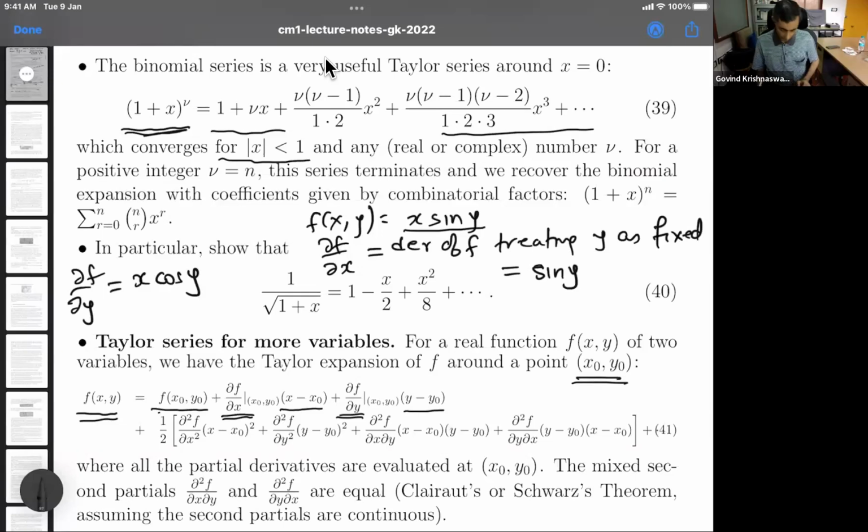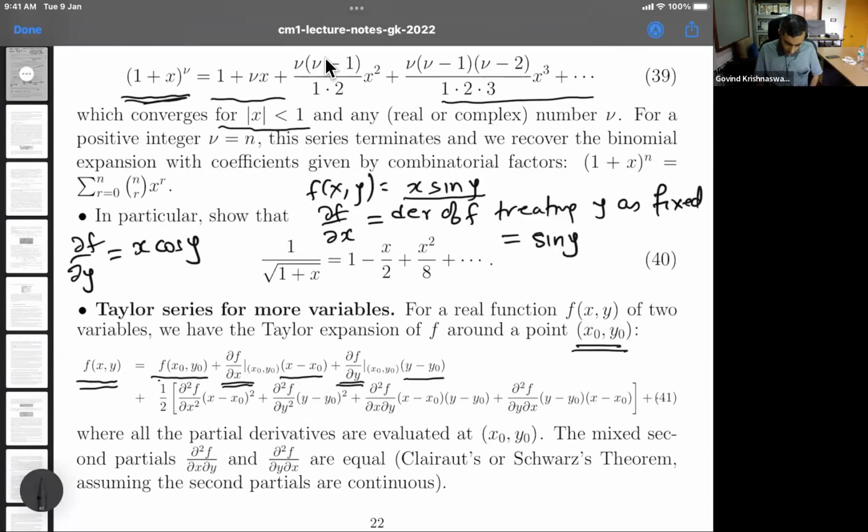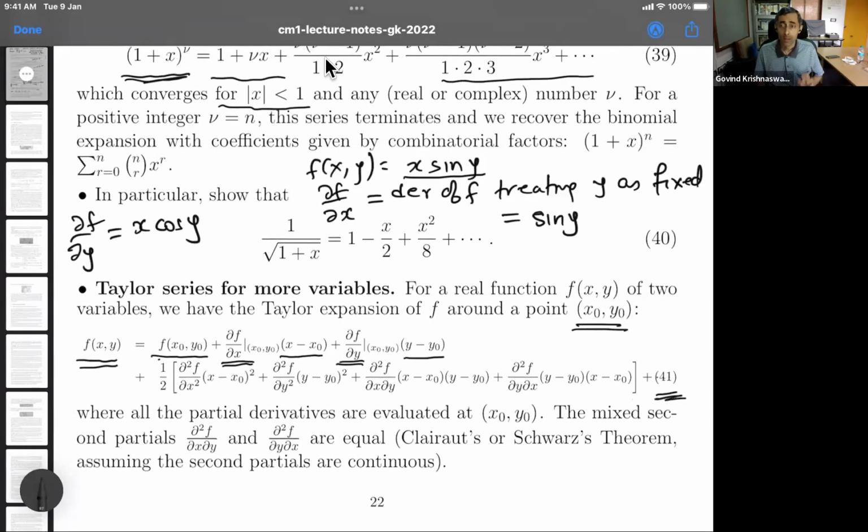Where does the formula come from? The formula for what? 41. Formula for the partial derivative, is that what you're asking? No, it's representing the function at values x comma y in terms of its partial derivatives at x0 y0. Oh, I'm sorry. You're asking where equation 41 comes from. That is your question? Yeah. I'm sorry. You were ahead of me.